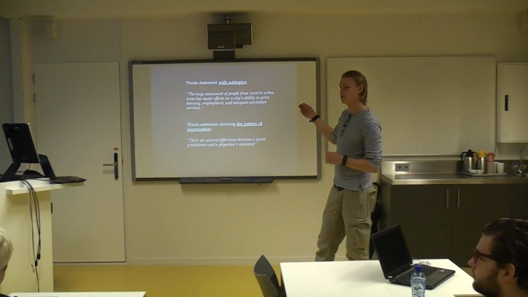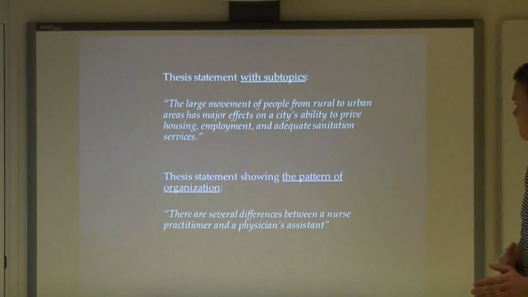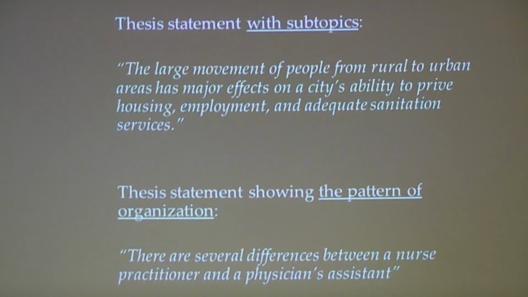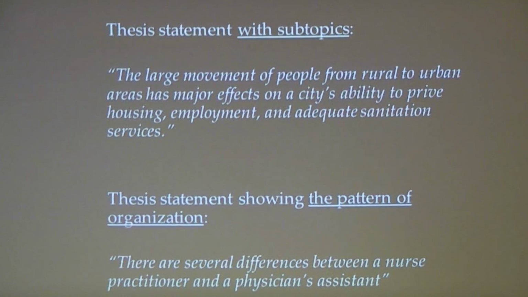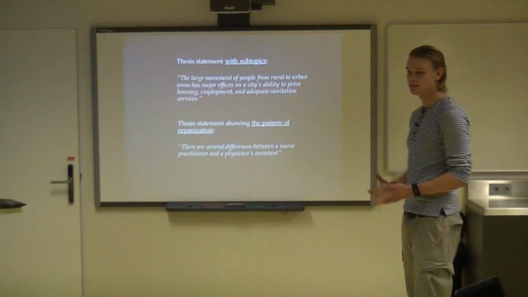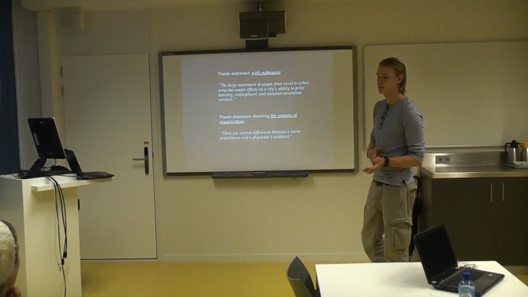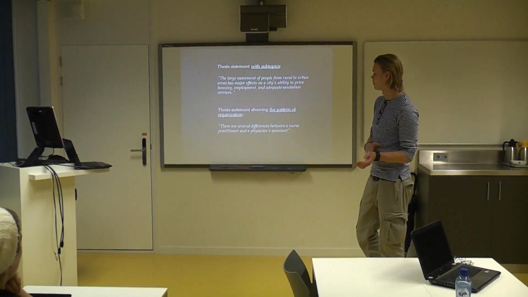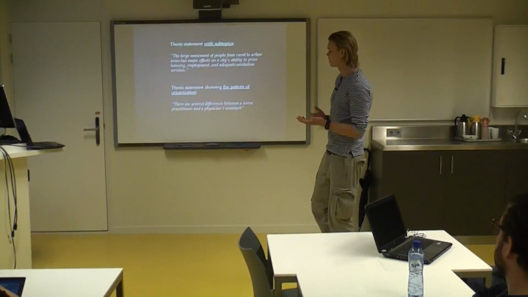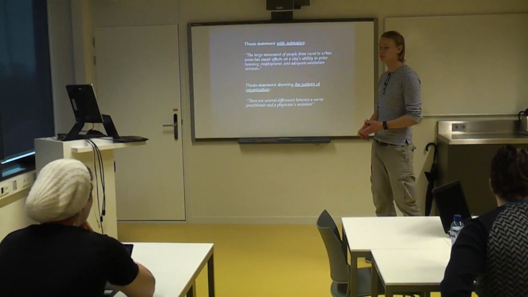Lex, could you read it? The first one: The large movement of people from rural to urban areas has a major effect on cities' ability to provide housing, employment, and adequate sanitation services. Well, this is a thesis statement with subtopics. What do you think the subtopics are? I don't know. The housing. Employment and adequate sanitation services. Exactly. So those are already paragraphs that you can put in your body.